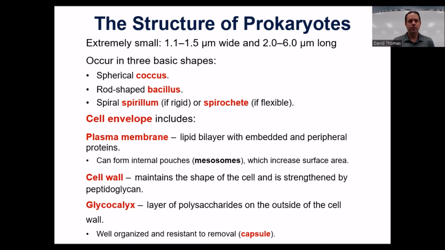They also have a cell wall. The cell wall has a particular type of carbohydrate called peptidoglycan that helps keep its structure and maintain its shape. Then many prokaryotic cells have what's called a glycocalyx. This is also a carbohydrate, a polysaccharide. It's almost like, maybe not a slime layer, but a protective layer on the outside of the cell wall.